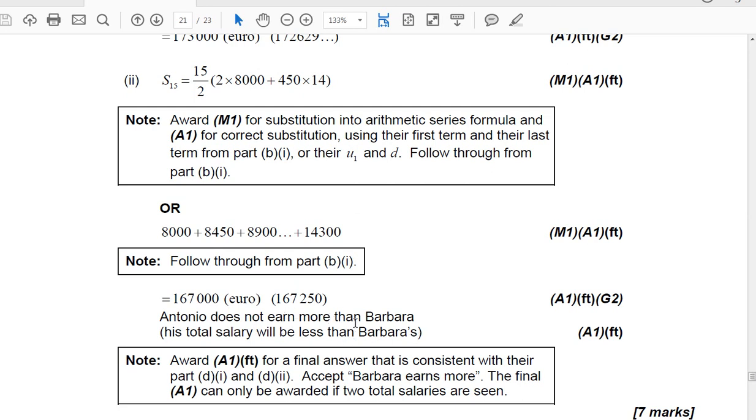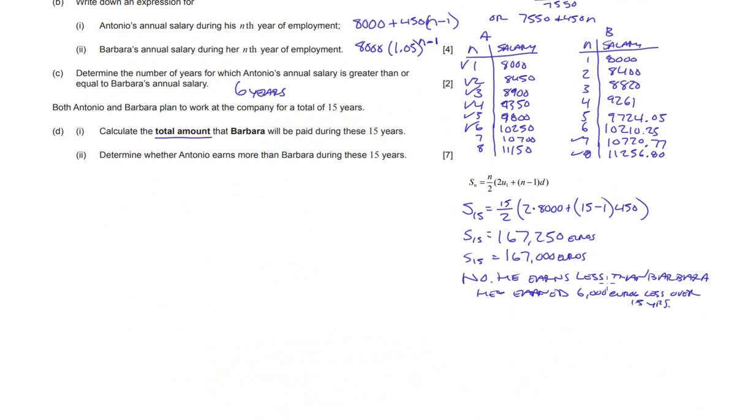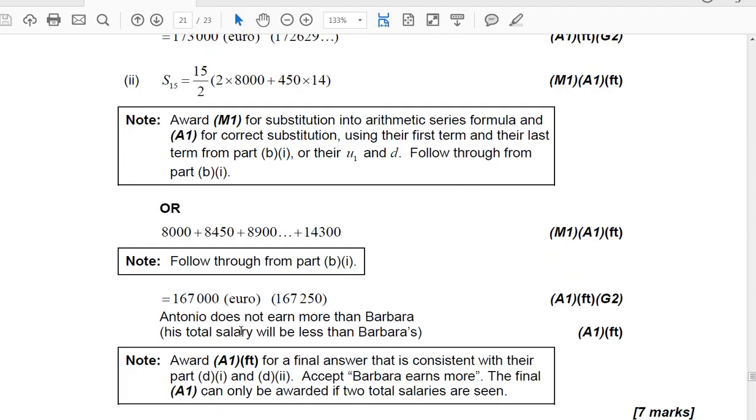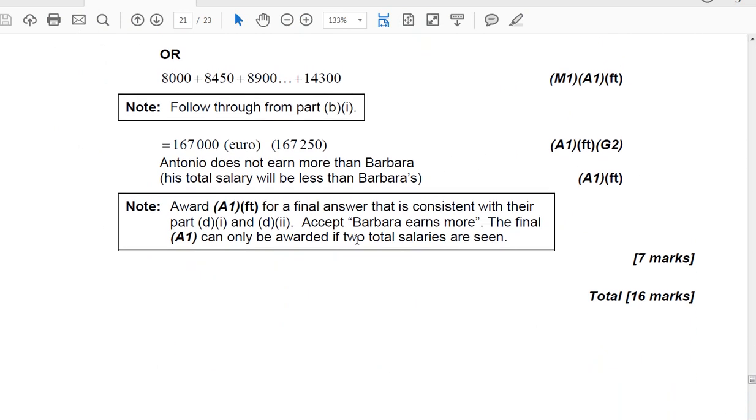So we put Antonio does not earn. We did something like that, right? Let's see, what did we write? No, he earns less than Barbara. I think that should be fine. His total salary will be less than Barbara, so that should be good. Okay, except Barbara earns more. And then we just had he earned less, so we should be fine on that one.